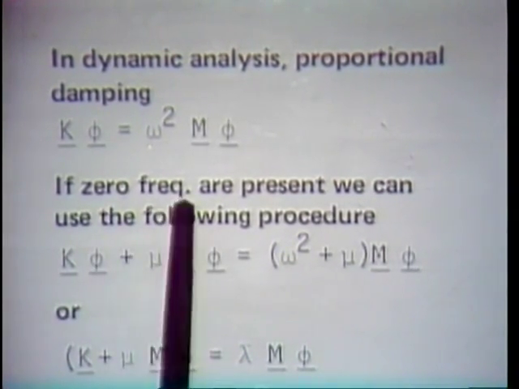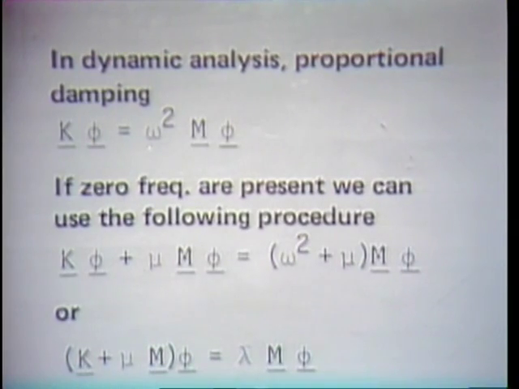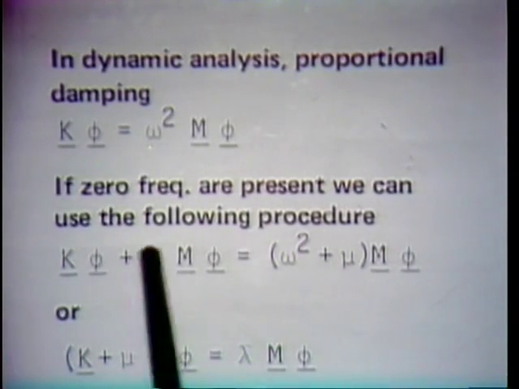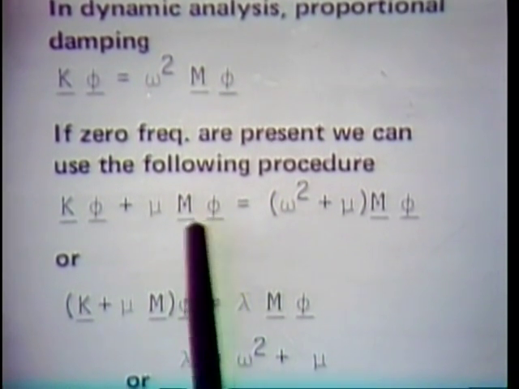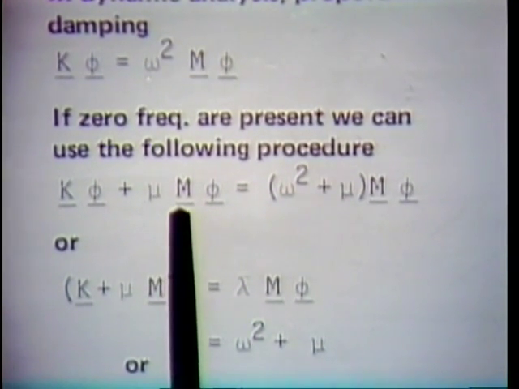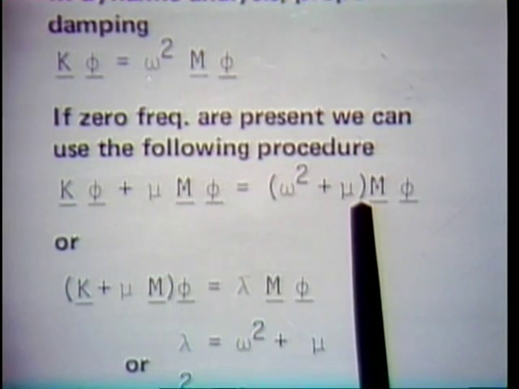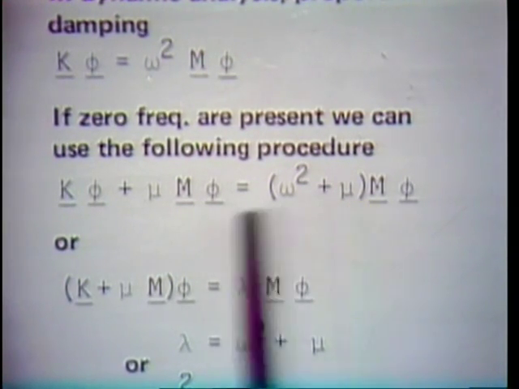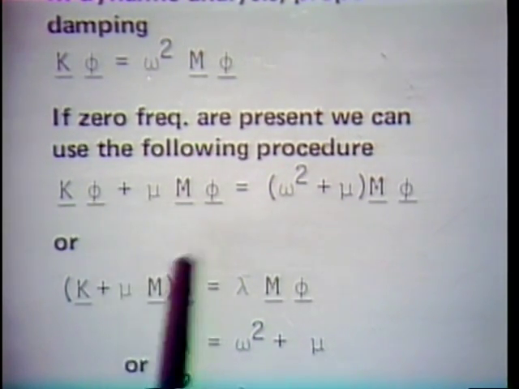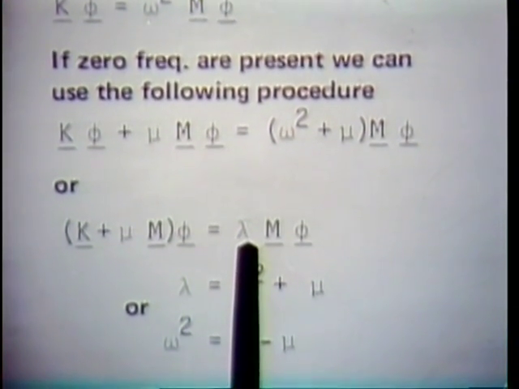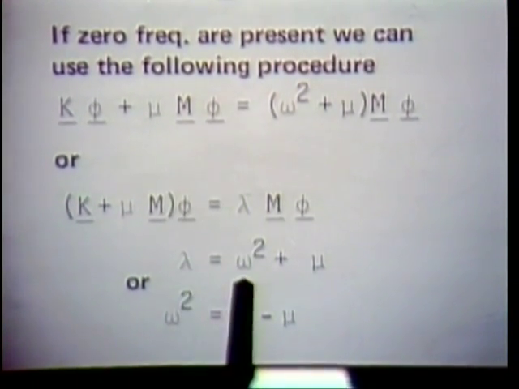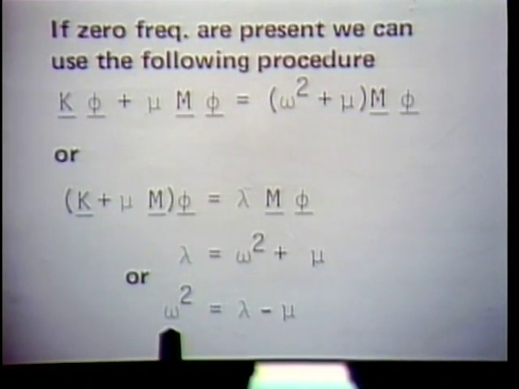Now, if zero frequencies are present, in other words, when we have rigid body modes in the system, then we can use the following procedure to get rid of these zero frequencies. We simply add on the left-hand side a mu m phi and on the right-hand side a mu m phi. Taking these two together, we get this coefficient matrix and a new lambda value. That lambda value now is omega squared plus mu, where omega squared is equal to lambda minus mu.